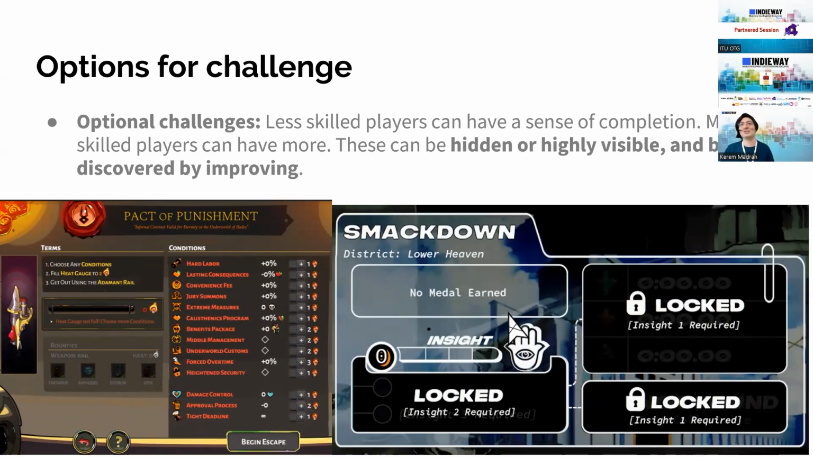Hades is the last version. I don't know if you have played it. Act of a punishment screen. Well, if you play Hades, you wouldn't see this screen for a long time.